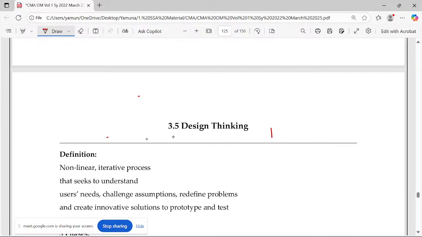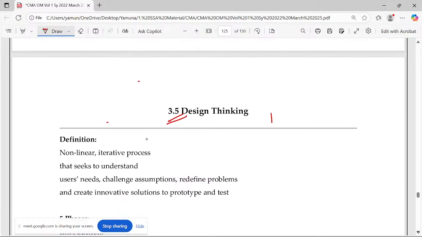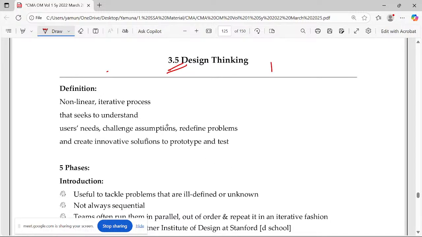So that's the fifth heading, design thinking. So you have to think about the designs, and depending on the product and process, you will understand. Please highlight the definition, it is quite important. It's a non-linear iterative process. What do you mean by non-linear? You're not going to do the same thing. You have to think in a different way. That's why they say it's non-linear.